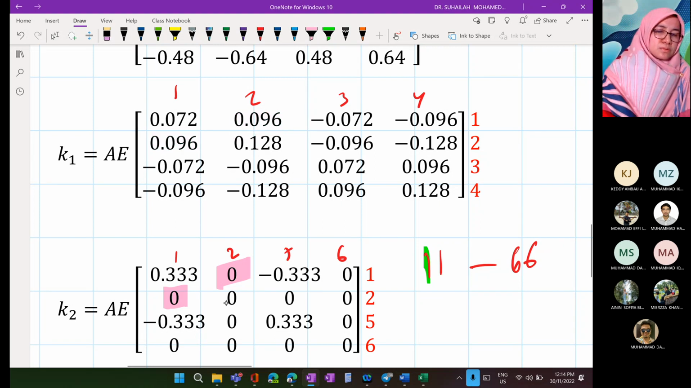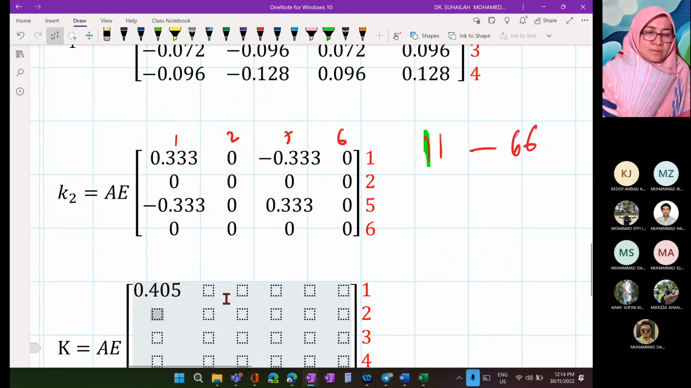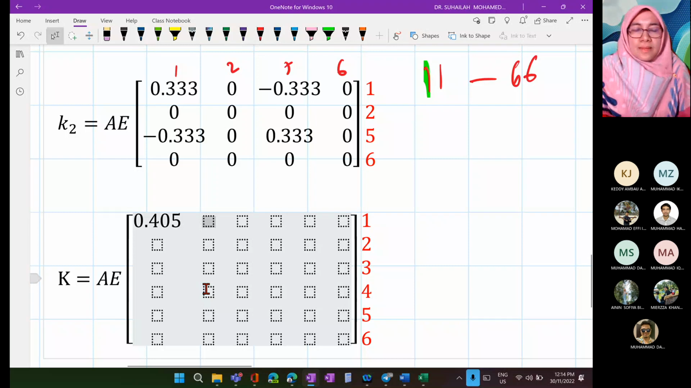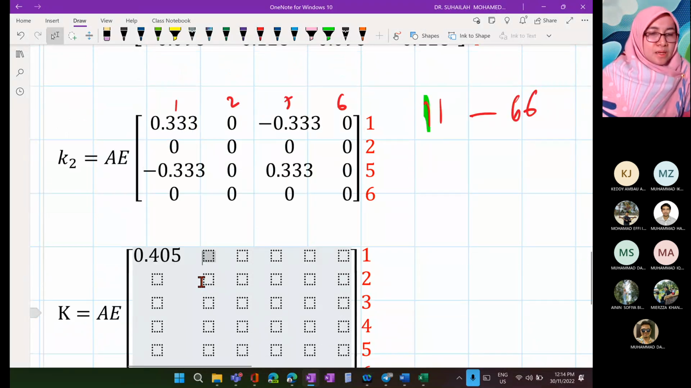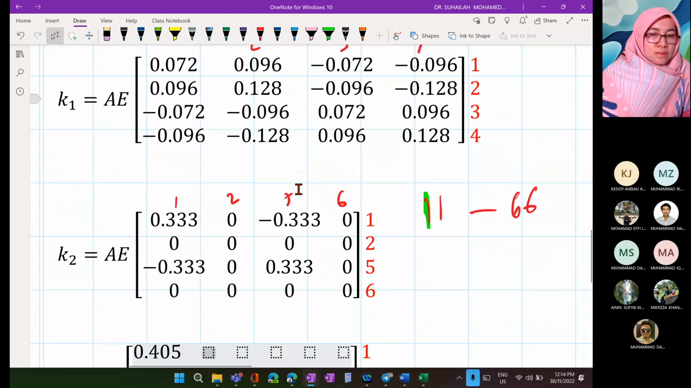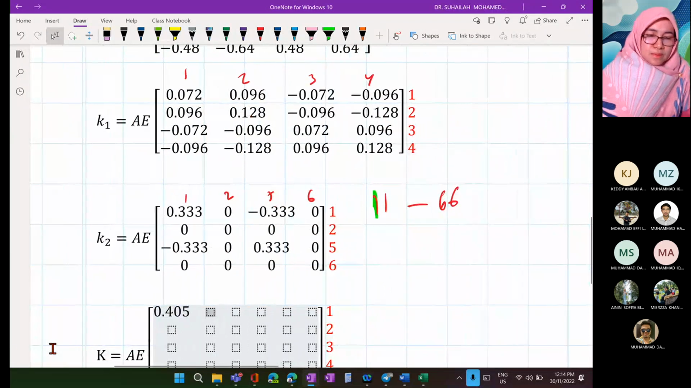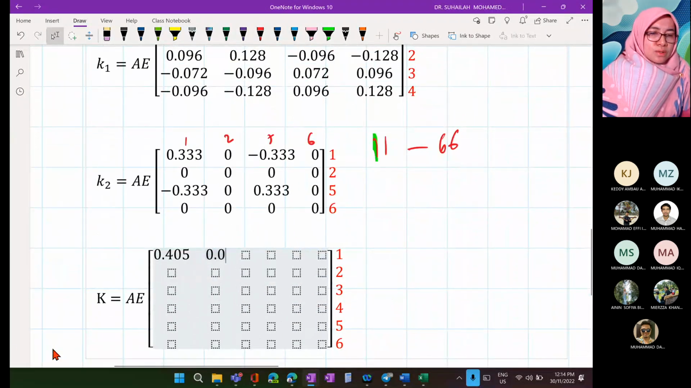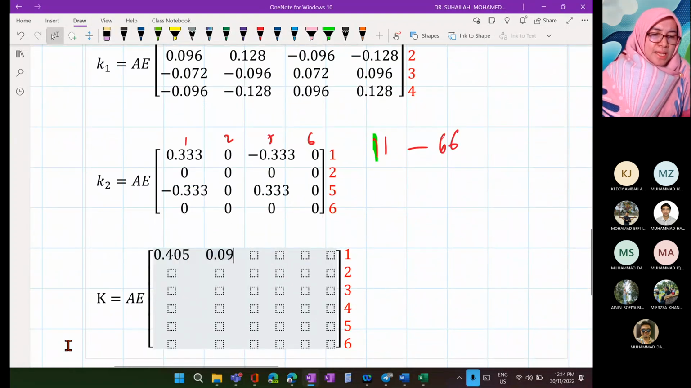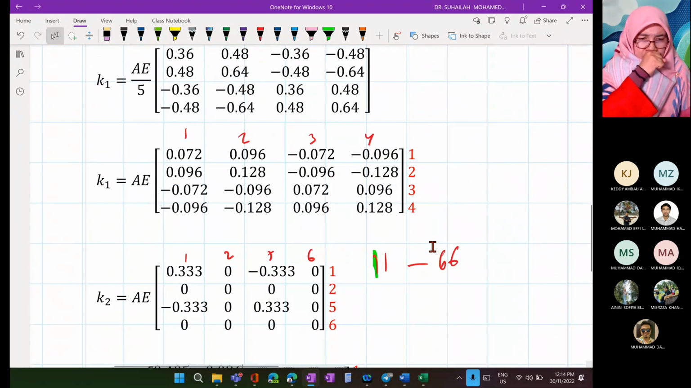So what is the value? What is the value for 1, 2? It is 0.096. Now 1, 3. What is the value for position 1, 3?